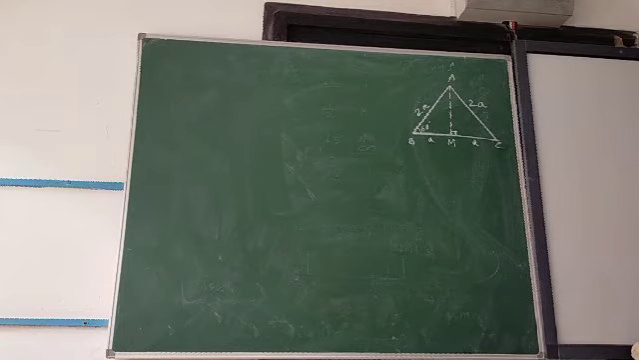AB equals BC. AB equals BC equals AC equals 2A. Understood? We have assumed that the side is 2A. You can take A also, your choice, but I am taking 2A, this way it becomes easy.